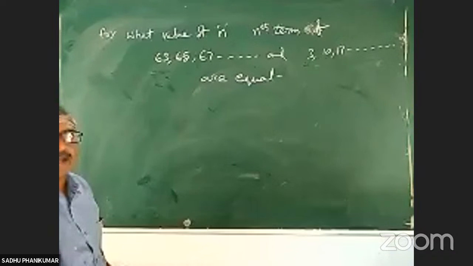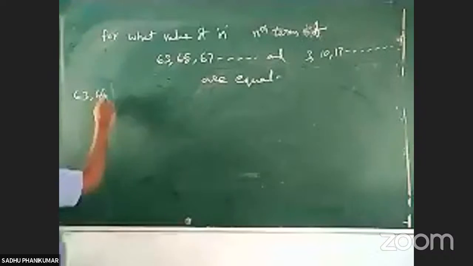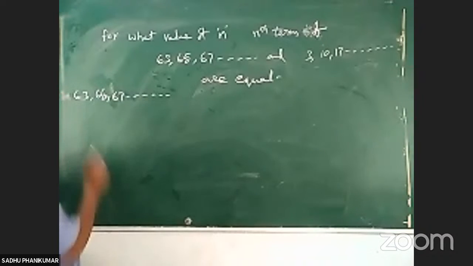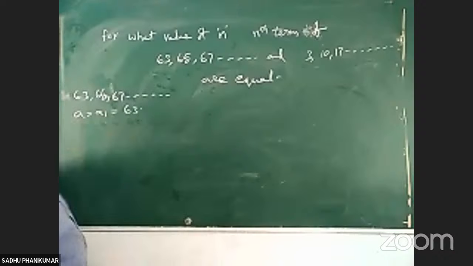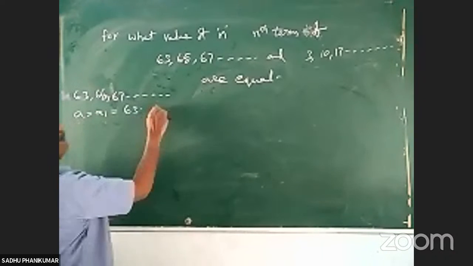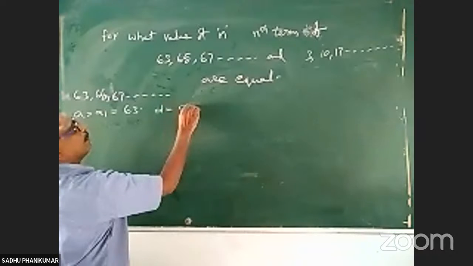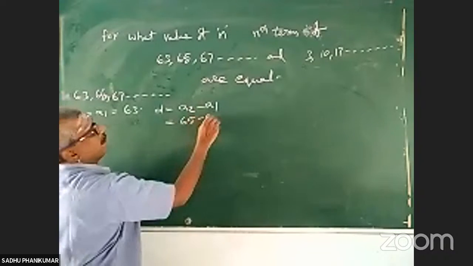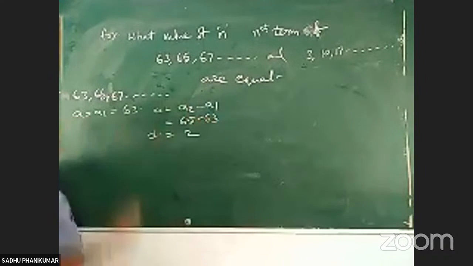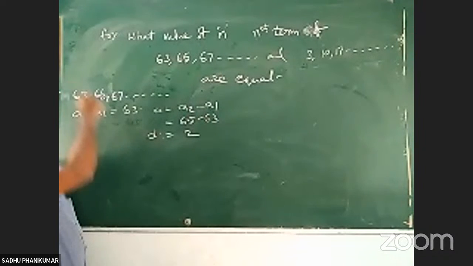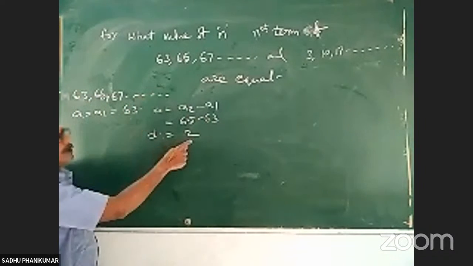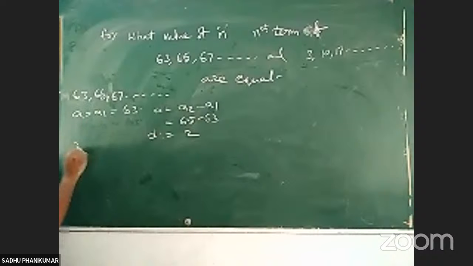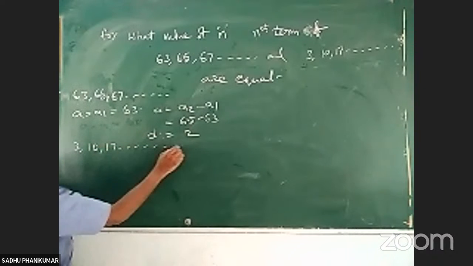No problem. First one, 63, 65, 67. In the first progression, A is equal to A1 is equal to 63. Next, D is equal to A2 minus A1, that is 65 minus 63, that is equal to 2. So the D value is 2. This is the first progression. From the second progression, 3, 10, 17, and so on.